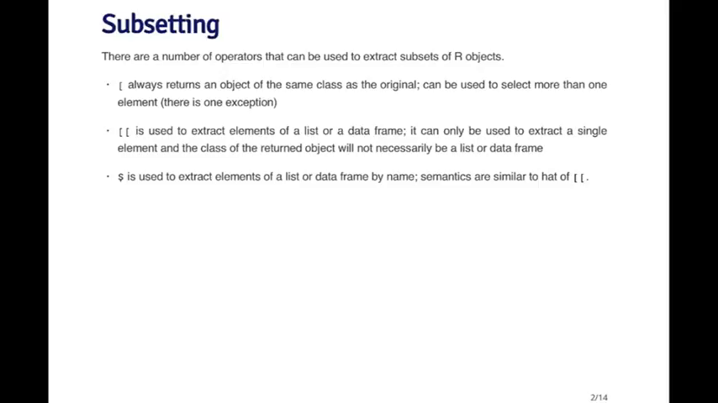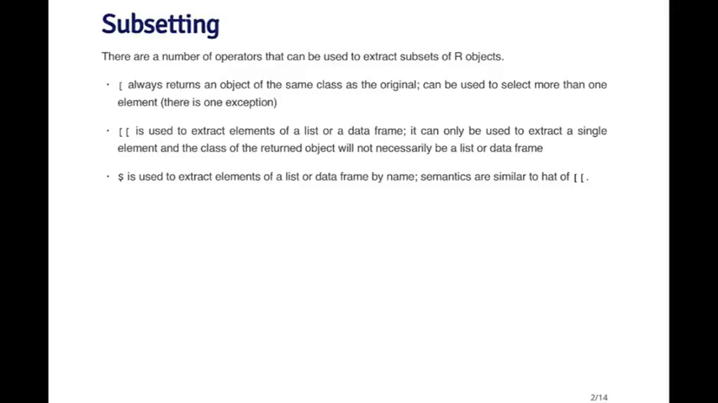The double bracket operator is used to extract elements of a list or a data frame. It can only be used to extract a single element of that object, and the class of the returned object will not necessarily be a list or a data frame. Remember that lists can hold things of many different classes. They don't all have to be the same. The first element might be a numeric vector, the second element might be a data frame, the third element might be a complex vector, etc. So when you use the double bracket operator to extract an element of a list, the object that comes back may not be a list. It may be an object of a totally different class. That's what the double bracket operator is useful for.